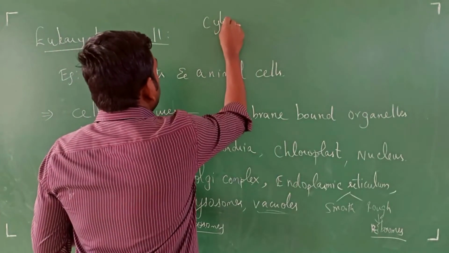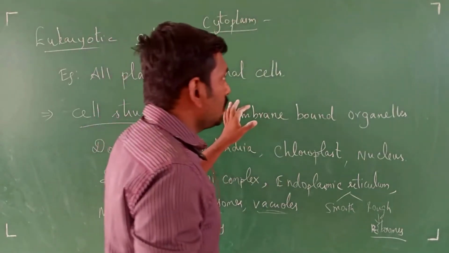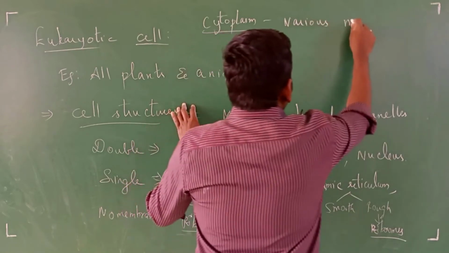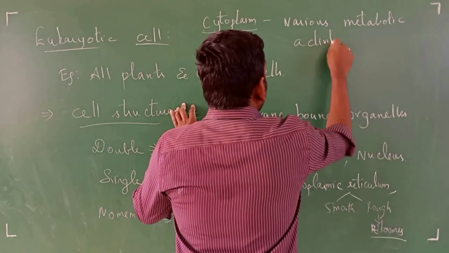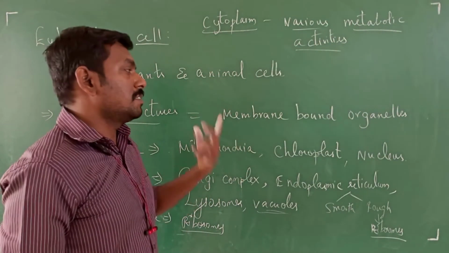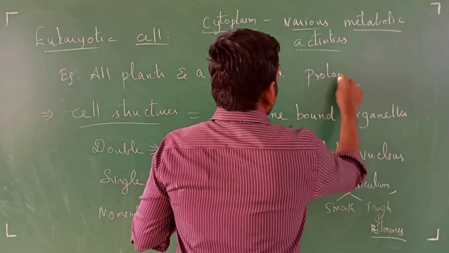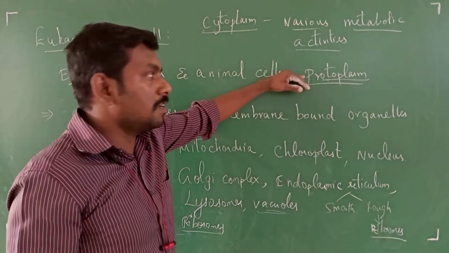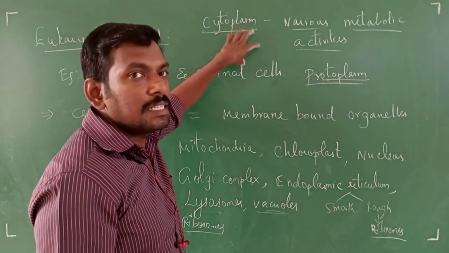Then you will be having the cytoplasm, the jelly matrix, as in prokaryotes. Various metabolic activities take place inside this cytoplasm, and you have to remember this term, protoplasm. Cytoplasm and protoplasm are somewhat related to each other, but they are different. Cytoplasm is the jelly matrix which is present inside the cell.